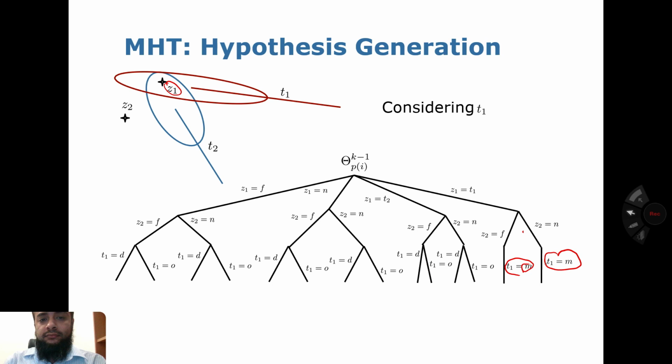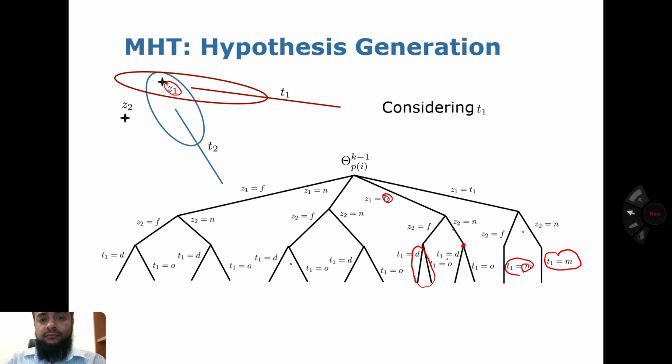And in this hypothesis, if Z1 belongs to track 1, then the measurement is assigned to track 1. But if Z1 belongs to track number 2, then track number 1 should be deleted, or track number 1 should be occluded. So this hypothesis has two more hypotheses, like D and O. And in this hypothesis, if Z2 is newly initialized, then this has two more hypotheses, like occluded and deletion.